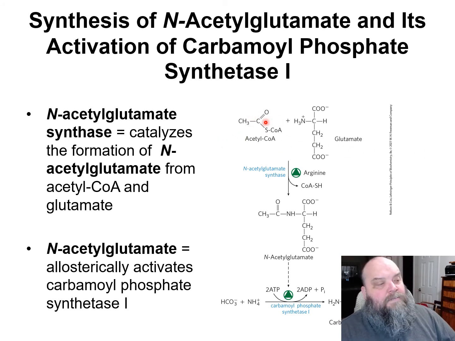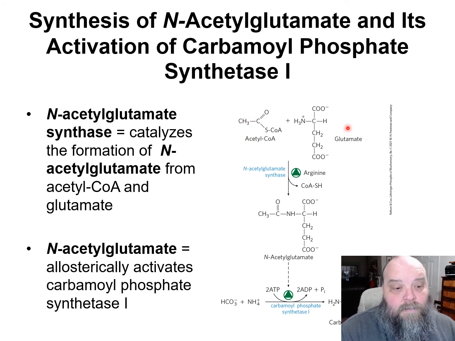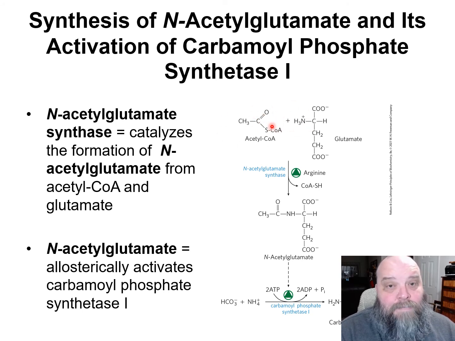So if the cell has high levels of acetyl-CoA and high levels of glutamate, high levels of acetyl-CoA means, hey, you know what? We've got lots of sugars that just went through the glycolytic pathway. We've made lots of pyruvate. Or we've had lots of fatty acids, lots of beta oxidation that we talked about in chapter 17. So we've got lots of acetyl-CoA, so the cell's happy there. And we've got lots of glutamate, which means we've got lots of amino acids. So we don't need to keep all these excess amino acids.